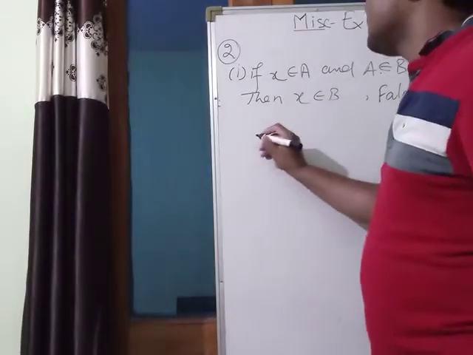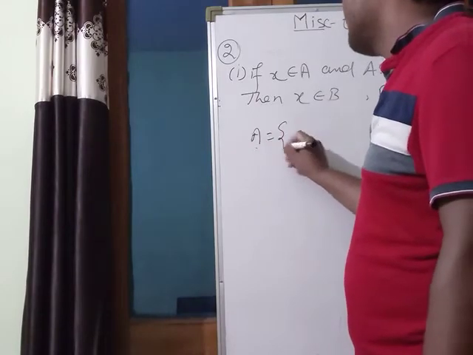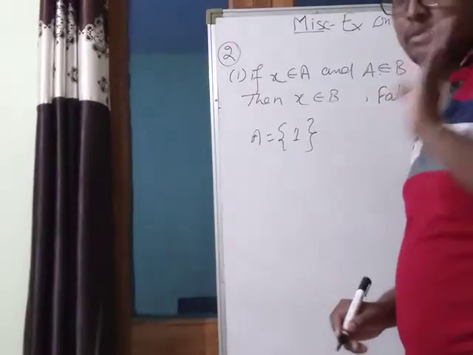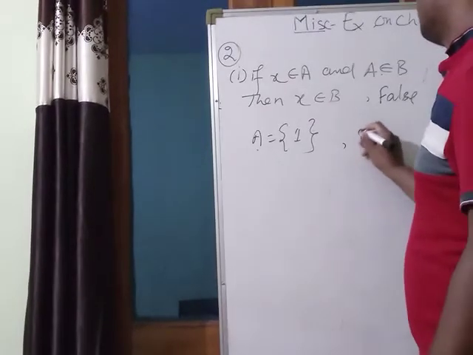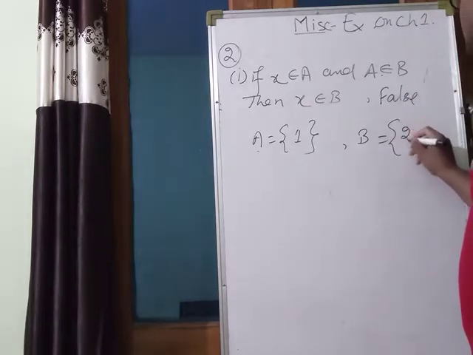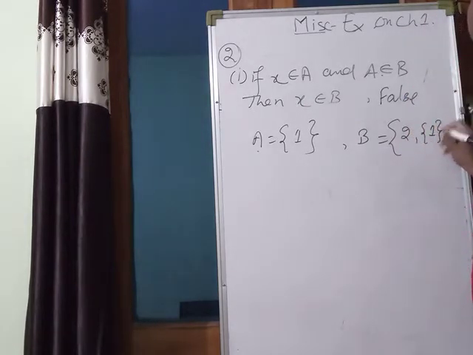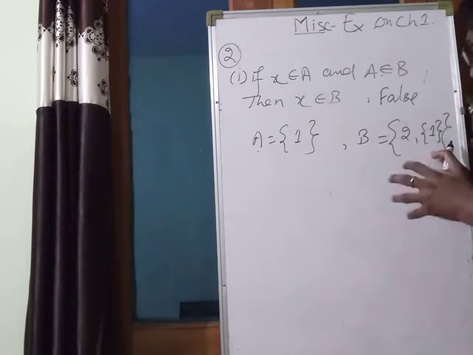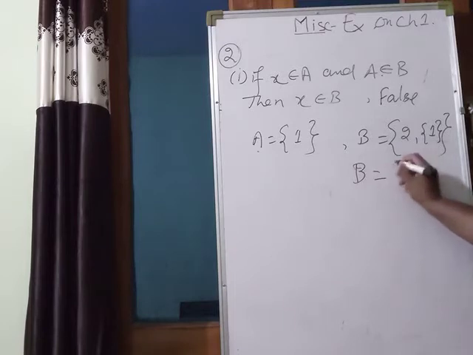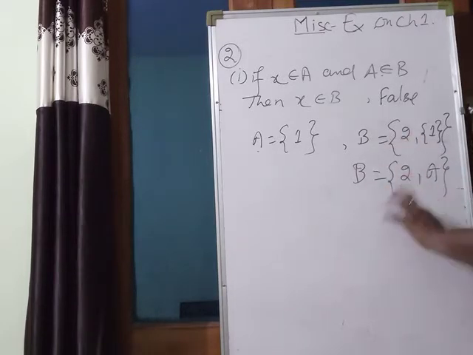See, consider set A having one element 1, okay, and set B having two elements, 2 and this one. Clearly you can see this is not 1. This is the set which contains 1, that is A. That means B is 2 and A. There are only 2 elements in set B.